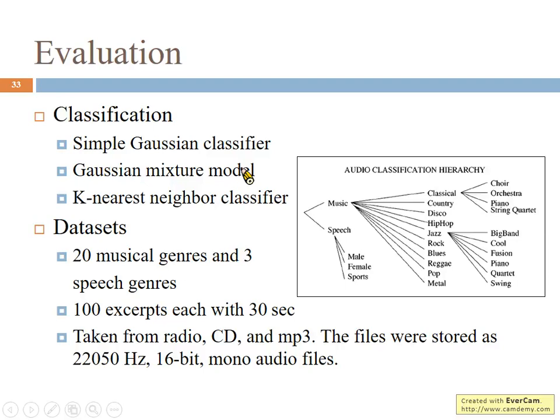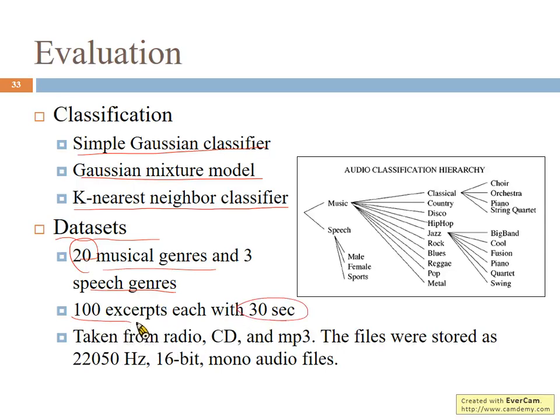Now in the evaluation, they compare different classification methods, including a simple Gaussian classifier, Gaussian mixture model, and the k-nearest neighbor classifiers. And they evaluate the performance based on a data set. This data set consists of 20 musical genres and 3 speech genres. And for each genre, we have 100 excerpts of 30 seconds. And these music pieces are taken from the radio, CD, MP3, and the files were stored at 22 kHz. This is the sampling rate. And each sample point is represented by 16 bits, and they are mono audio files.